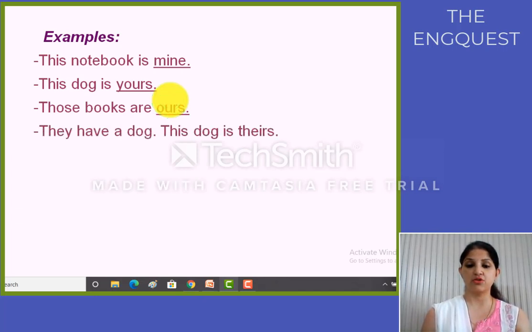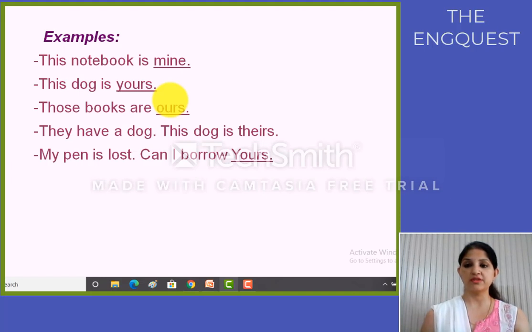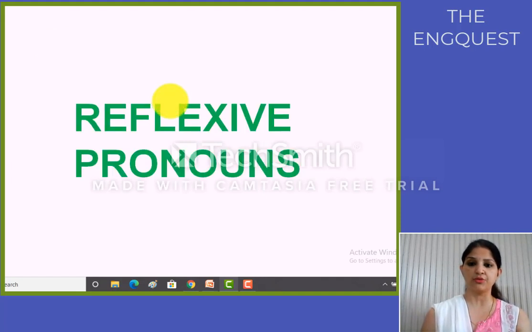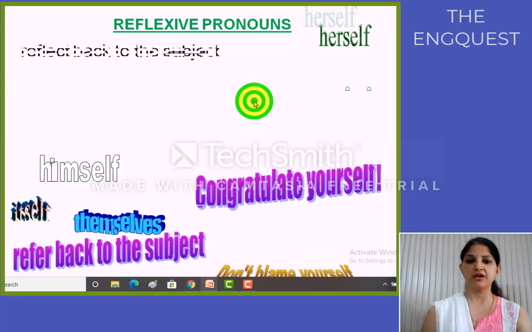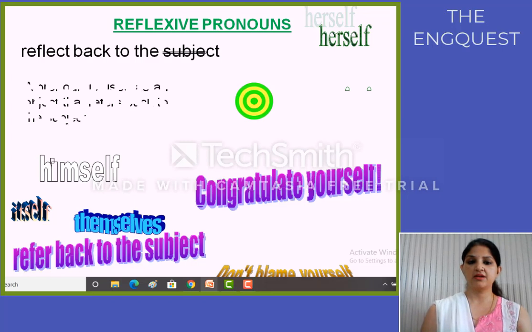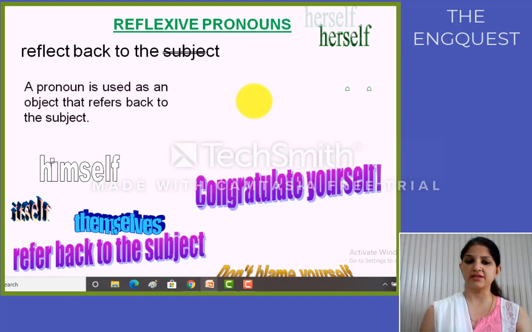They have a dog. This dog is theirs. So the dog we are talking about is theirs. My pen is lost. Can I borrow yours? So I want to take a pen which is of the second person. Now let's move on to the next pronoun, which is reflexive pronoun. Reflexive pronouns are the pronouns which reflect back to the subject. Here, a pronoun is used as an object that refers back to the subject. That means that reflexive pronouns are the object pronouns.